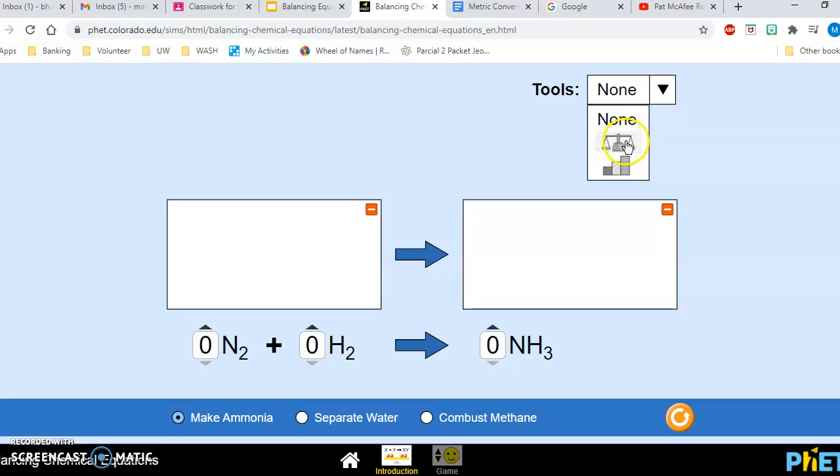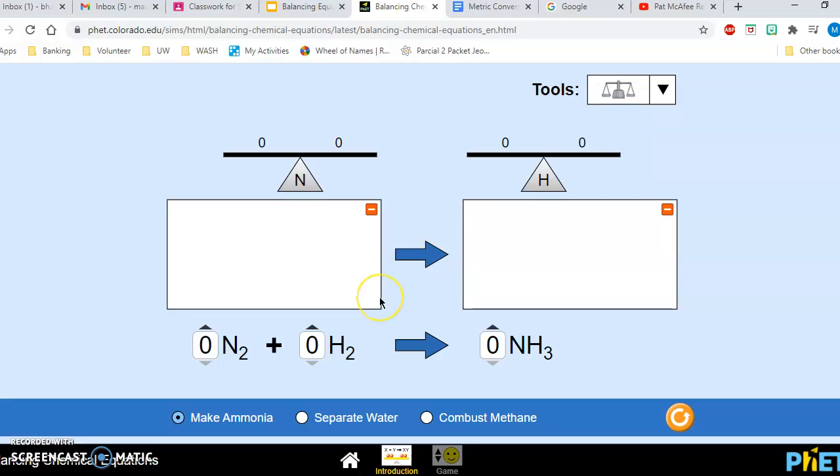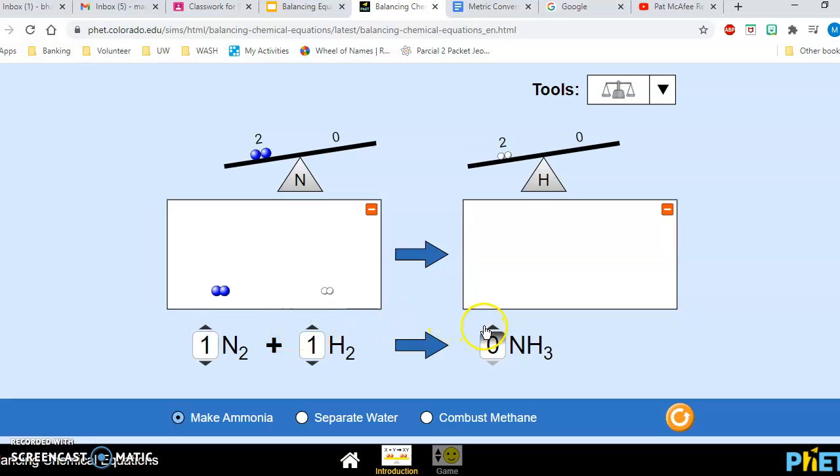So let's start first with this scale. The idea here, after watching our video, is that we want to get everything equal on either side. So we want the same number of nitrogen and hydrogen on the left side as there is on the right side. Right now, if we were to count this, we have 0 all the way across. So let's give everything a 1 and see what happens.